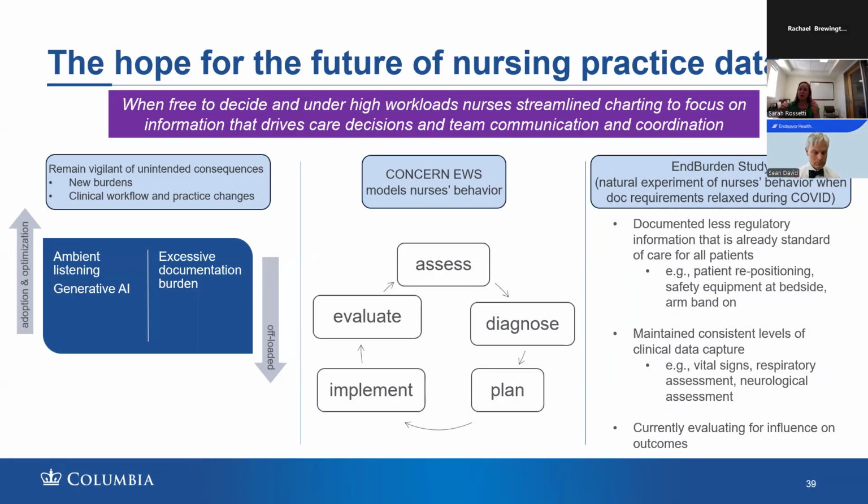But what we know now is that when nurses are free to decide and still under high workloads, such as during the COVID pandemic, they streamline their charting to focus on information that drives care decisions and team communication and coordination. And ultimately, that's the type of data, that nursing surveillance data, that we're modeling in Concern.